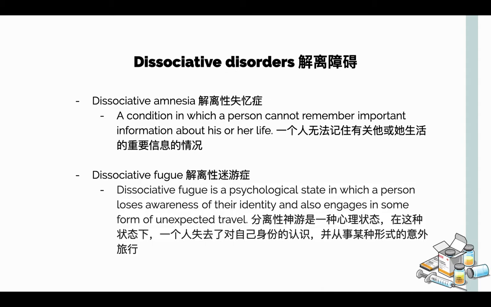Then we have dissociative fugue. It's similar, whereby it's a psychological state in which a person loses awareness of their identity, but they also engage in some form of unexpected travel. And they might even take a new identity. There was a case whereby a man was passed over for a promotion, and someone else got it. Then one day his family couldn't find him. Eventually the police found him living in another city, with a new identity, working at something completely different. When they told him, he couldn't recognize his family, and he insisted that he was who the new identity was, and he couldn't remember his old one. So this is dissociative fugue.